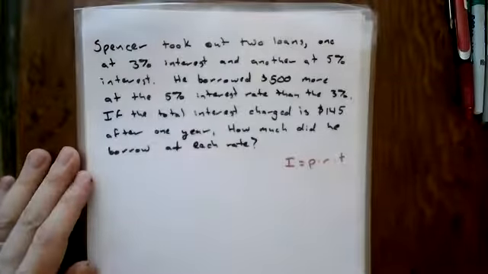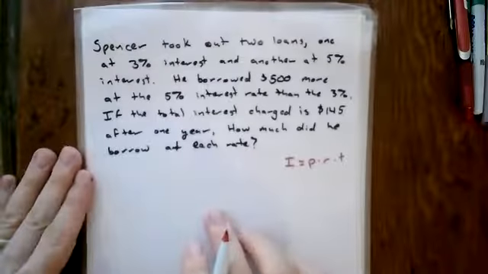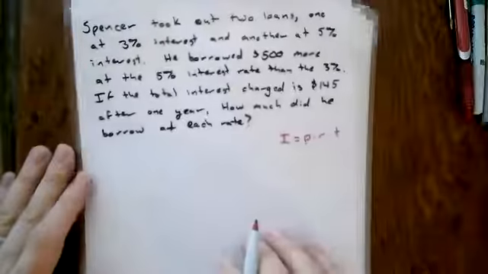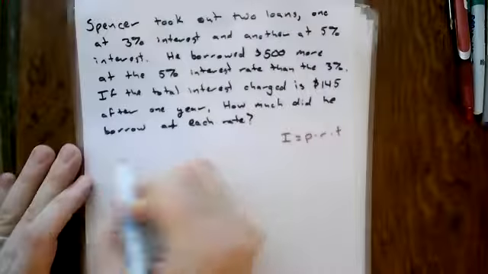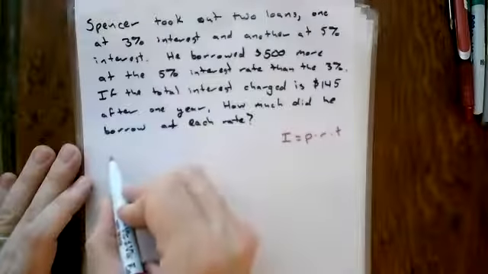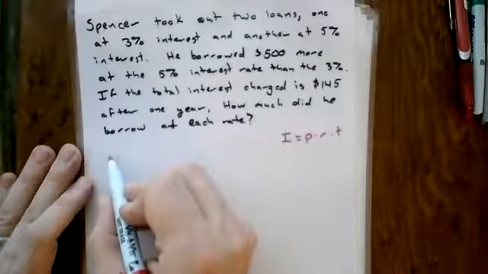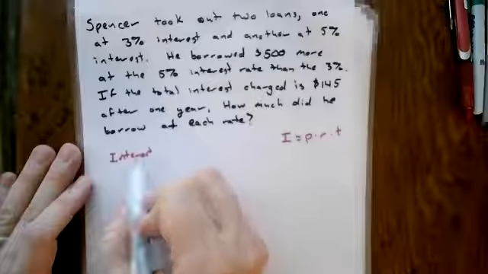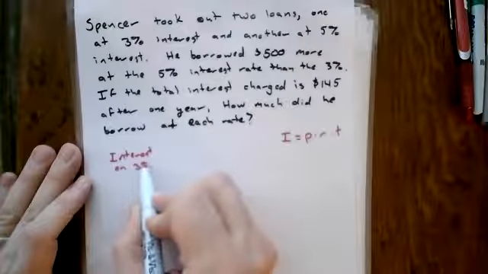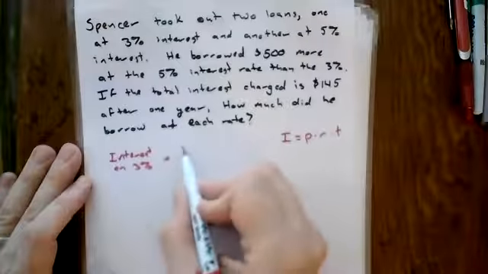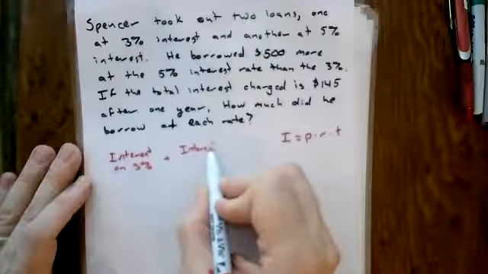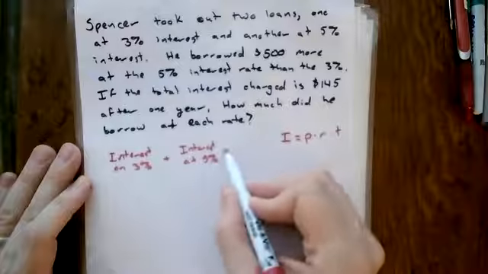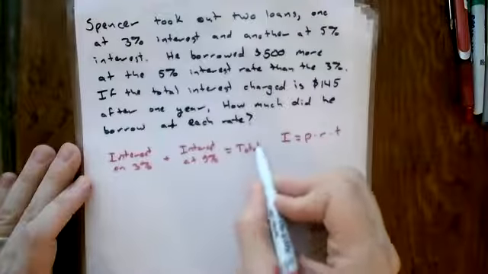Now, the other thing that I like to do with this type of question is start with what we call a word equation. So I know that he's got interest on that 3%, and then he's got interest at that 5%, and that's going to be equal to that total interest.